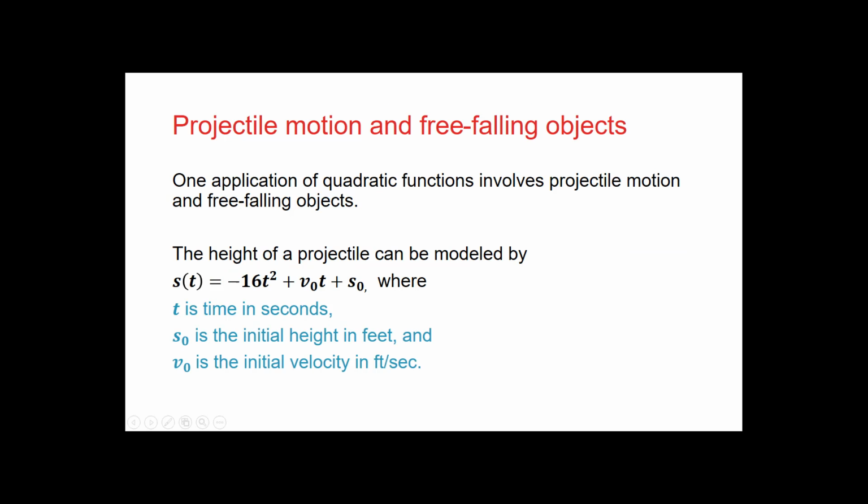One of the applications we'll look at involves projectile motion and free-falling objects. And there is a model that we can use. It's called the height of a projectile, and it is written as s of t equals negative 16t squared plus v sub 0 t plus s sub 0, where t is time in seconds, s sub 0 is the initial height in feet of the object, and v sub 0 is the initial velocity in feet per second.